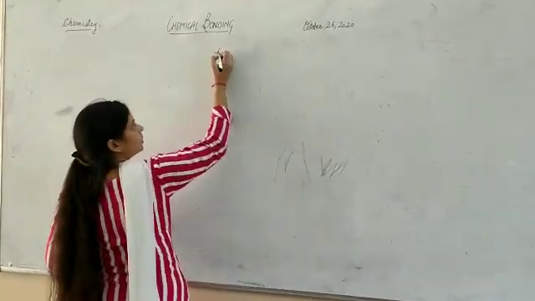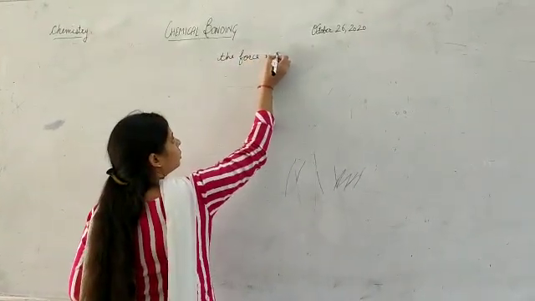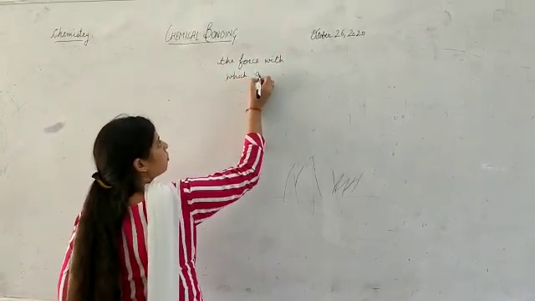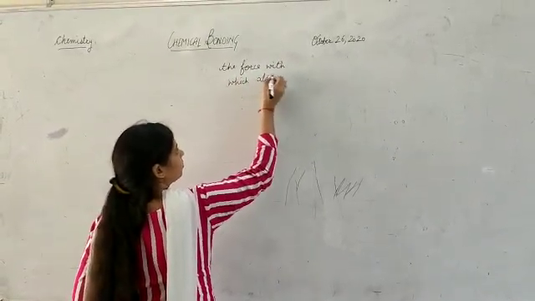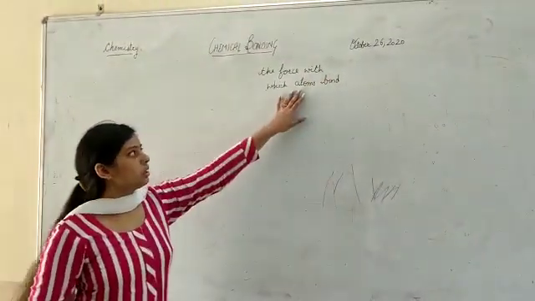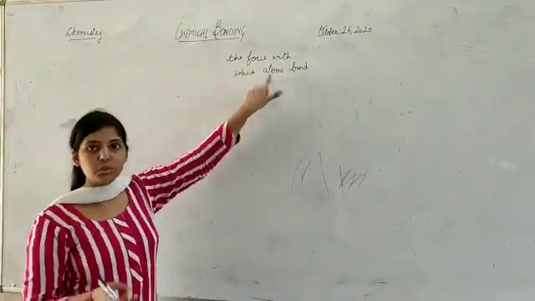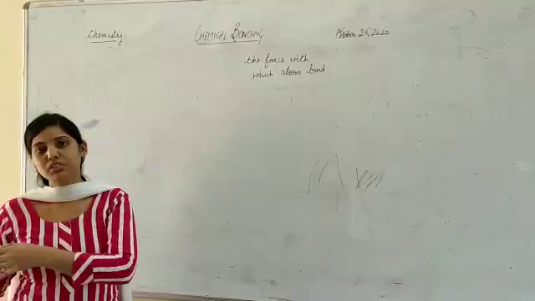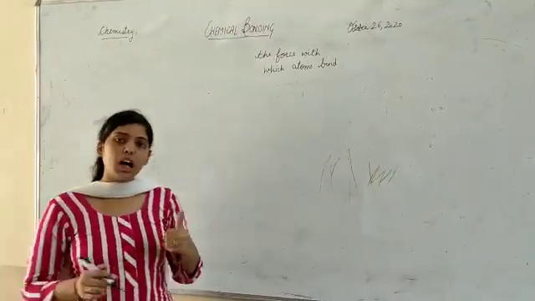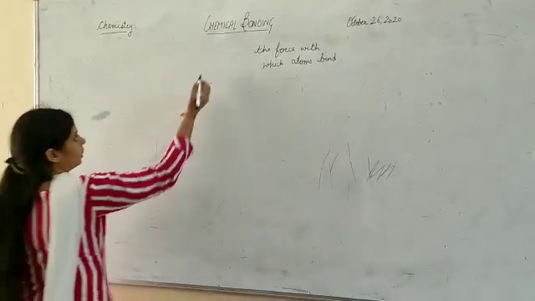Chemical bonding is the force with which atoms bind together. So we all know that atom is the smallest particle of every object, and the force which binds the atoms together to form molecules and then to form objects is known as chemical bonding. Depending upon how the atoms interact with each other, we have three parts of chemical bonding.